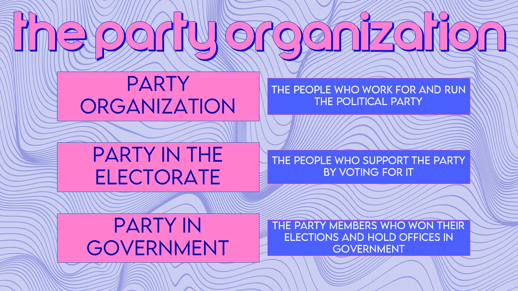And then the last one is the party in government, which are the people who represent the party in the offices that they hold in the government. So they ran in an election and they won. They ran as a Democrat or a Republican and they won, and now they are a party representative in the government. So party organization, the party in the electorate and the party in the government, that's the whole political party. We want to focus on how the party is run day to day.